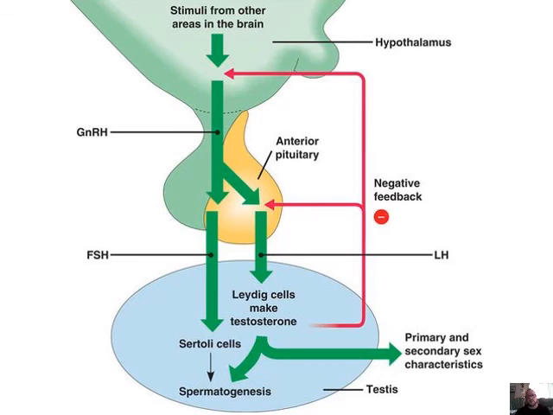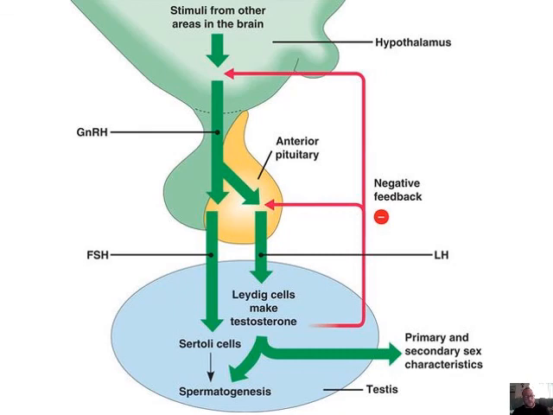So let's start from the top. The stimuli from areas in the brain, the hypothalamus specifically. The hypothalamus is going to release that GnRH, which is then going to go to the anterior pituitary gland. From that, two different hormones are produced, FSH and LH. FSH is going to go to the Sertoli cells, which is then going to force them to produce more sperm cells, whereas the luteinizing hormone is going to affect the Leydig cells and make more testosterone.